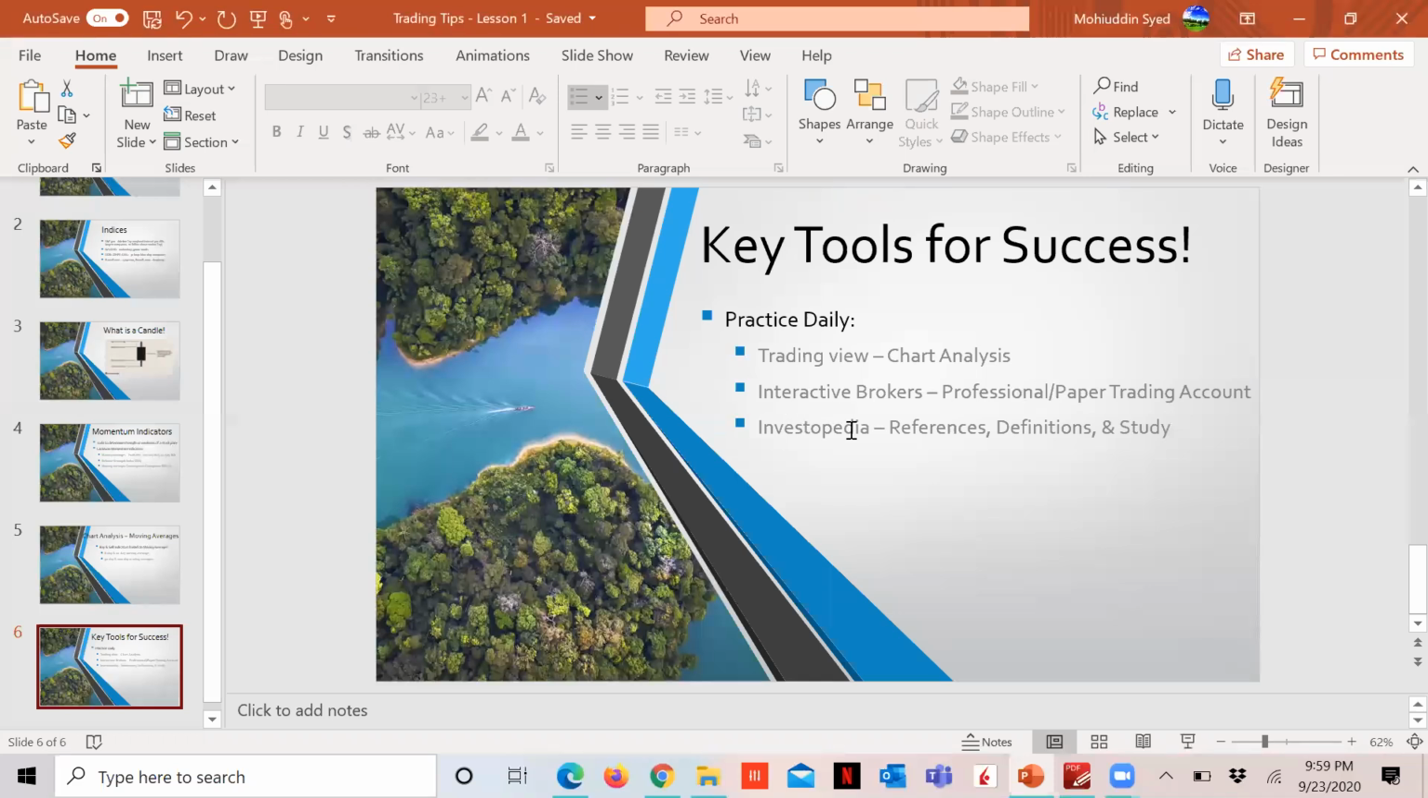And of course, Investopedia, that's where I got that candlestick picture, for references, definitions, and studies. So these three are the key tools that I use on pretty much a daily or weekly basis. Just to show what Interactive Brokers looks like in a minute. It has a workstation as well.